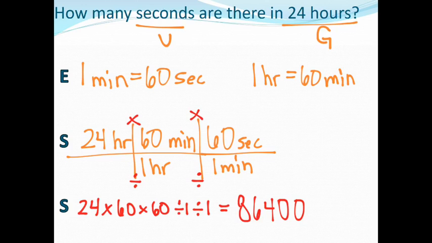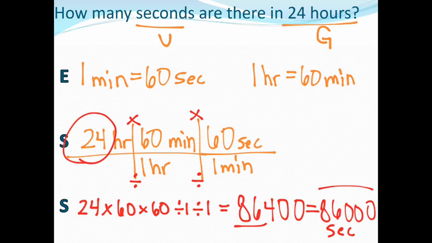So this is what my calculator is telling me, but don't forget to check your given. That just has 2 sig figs, so I'm only going to keep these 2 digits, and that 4 does not round my 6 up. So my final answer that you would have seen on our page of answers is going to be 8,600 seconds.